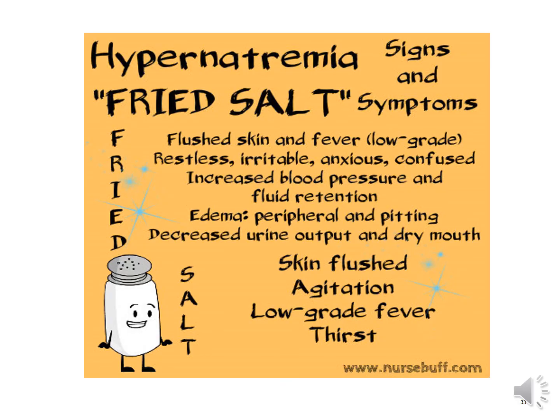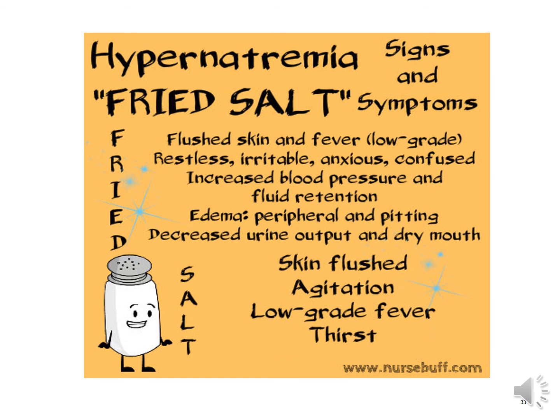Hypernatremia is a serum sodium of greater than 145. So with hypernatremia, where would the fluid be flowing? Into the cells or out of the cells? Out of the cells, because water follows salt. The salt is high in the blood, so the water is going to come out of the cells into the bloodstream. So we're going to have cell dehydration.